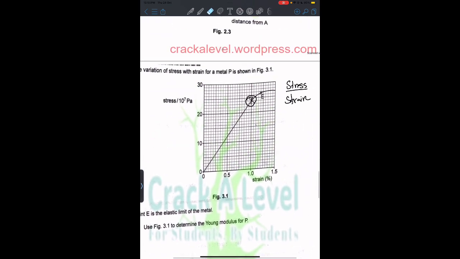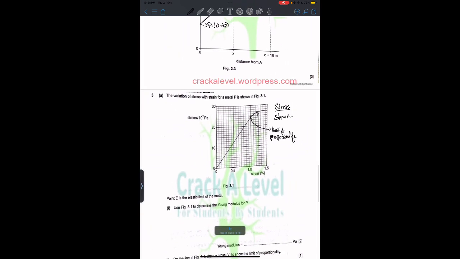So for Young modulus, you will not be required to use point E, because if you remember, point E is the elastic limit, meaning when a force is applied, it will extend, and when the force is removed, it will return back to its original position. But at the elastic limit, Hooke's law is not followed. Hooke's law is followed till the limit of proportionality, where the force applied is directly proportional to the extension observed. So this is the limit of proportionality, and you'll use this to find the Young modulus.